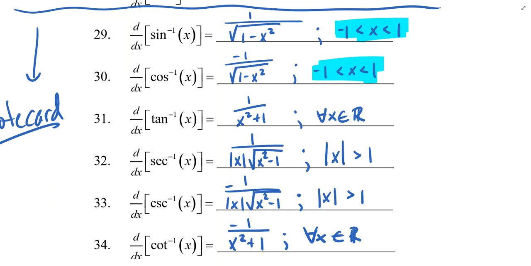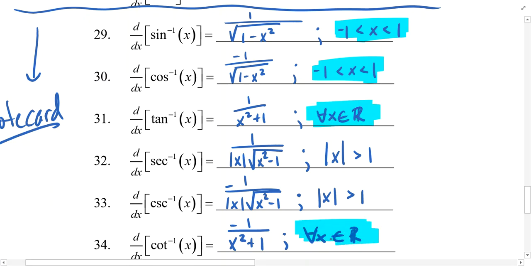For number 31 and 34, this notation looks a little bit strange. You may not have seen this before, but it would read, this upside down A is for all. So we're saying for all x values that are an element of the real number set. This is just a fancy way of saying that this derivative rule works for all real numbers. I thought I'd throw that in there just to share with you some notation that you may see in the future.